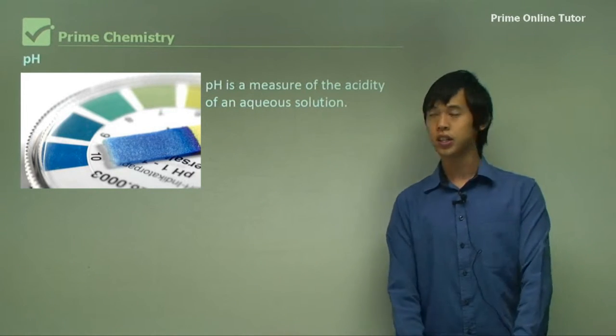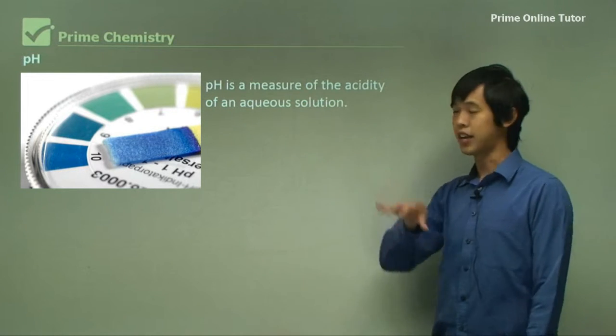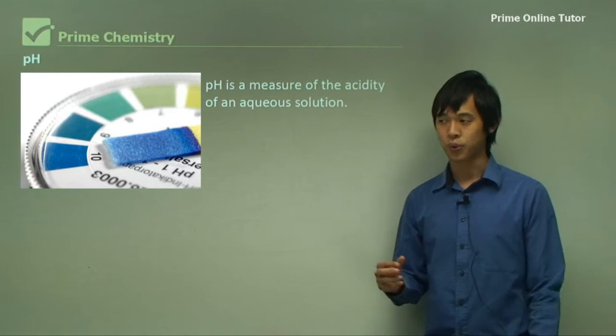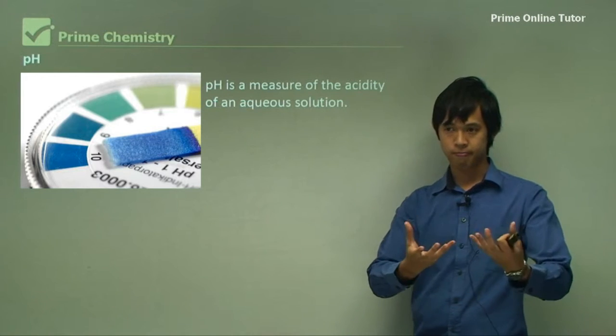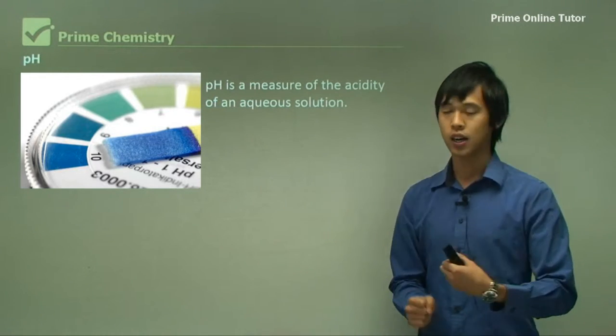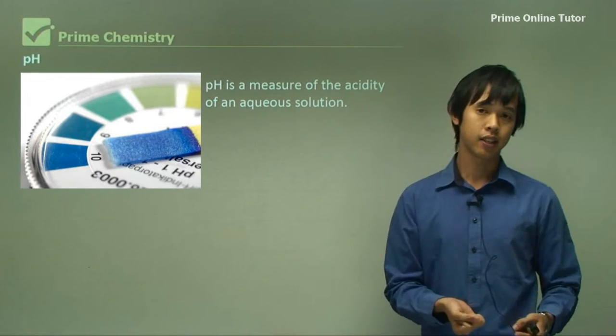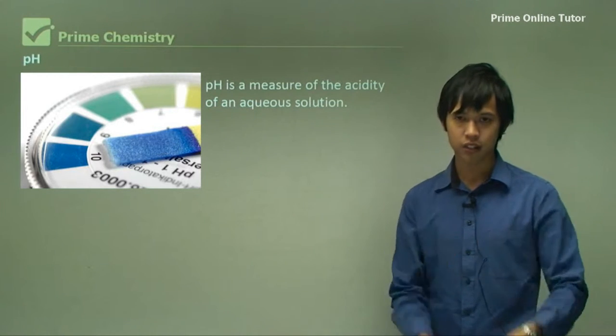So what is pH? Well, pH is a measure of the acidity of an aqueous solution. So when we have a solution of water and something else, pH measures how acidic that water or whatever else is.